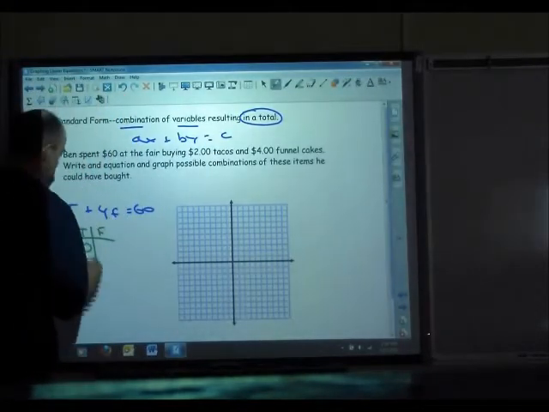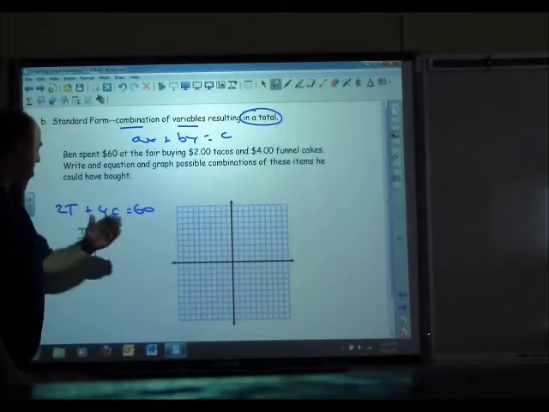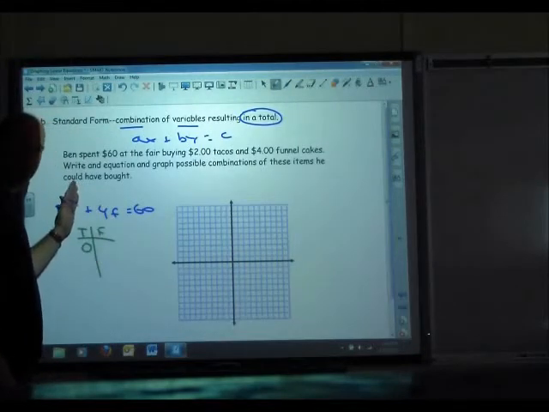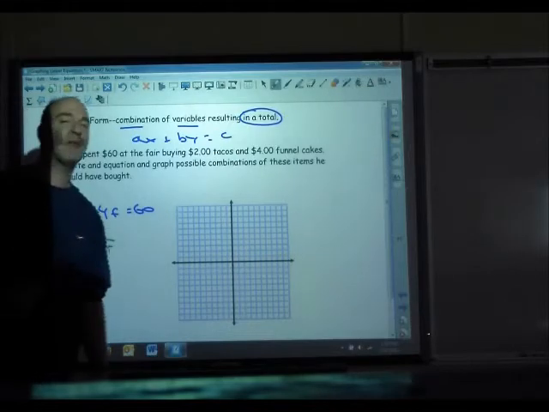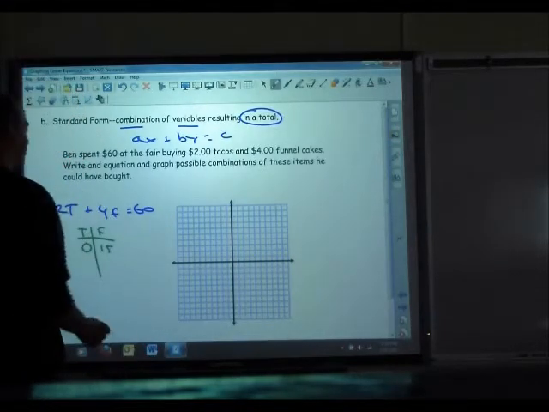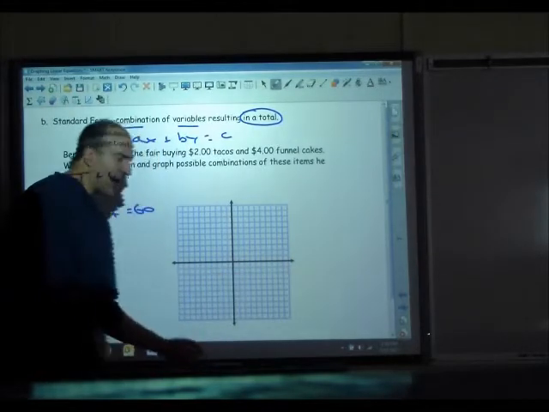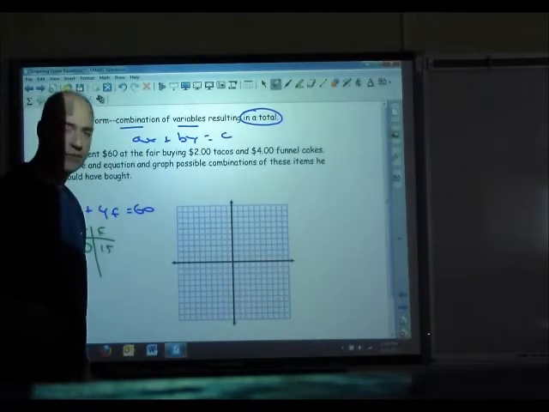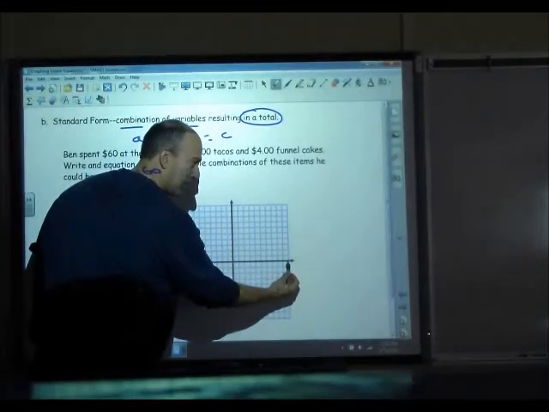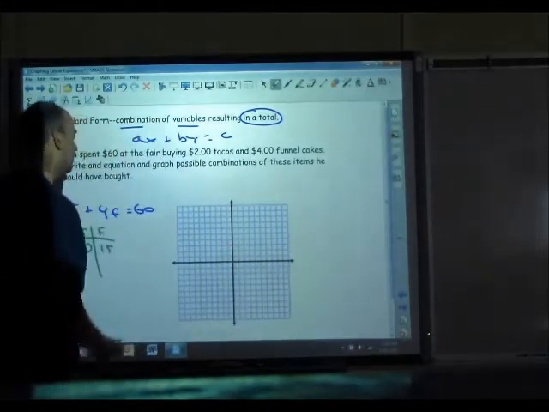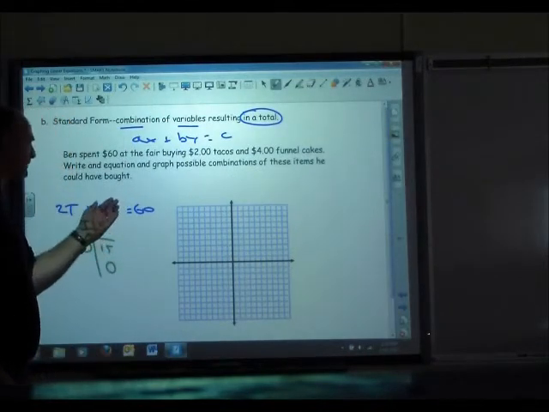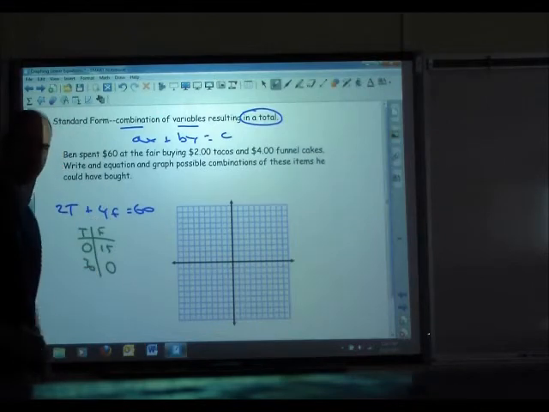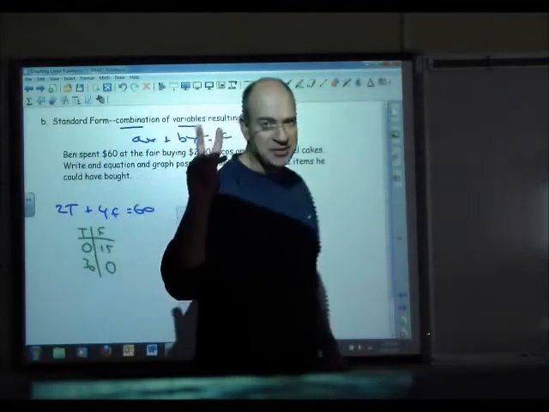So what I do is I put a 0 in for one of the variables. And what that does, it says, let's say you didn't buy any tacos at all. And you can then figure out that, 60 divided by 4, you could add 15 funnel cakes. And you find what's called an intercept. So an intercept is on an axis, and on an axis, the other variable equals 0. So when we're on the x-axis, y equals 0. We're on the y-axis, x equals 0. So they're called intercepts. Basically, shut up one variable so you can focus on the other. If you didn't buy any funnel cakes at all, my goodness, you could have bought 30 tacos. 2 points makes a line.